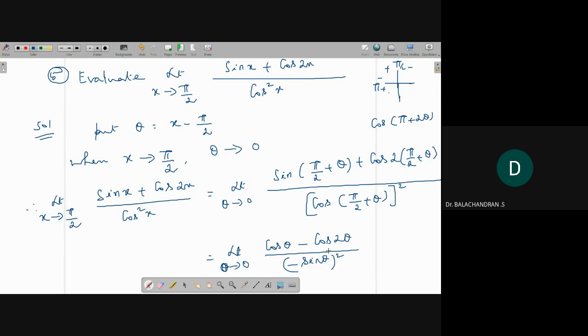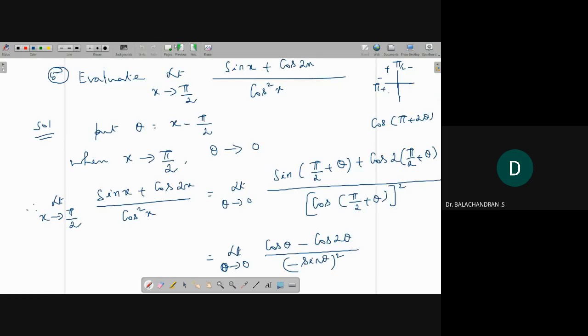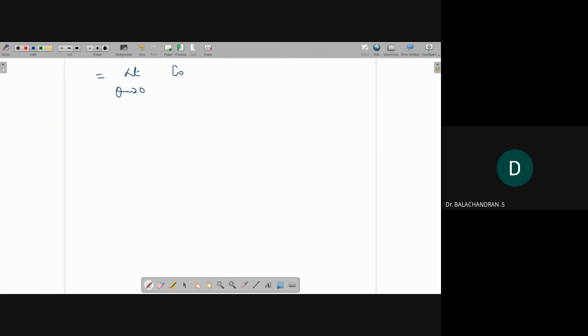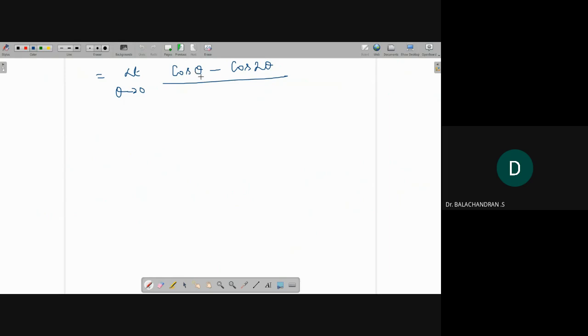Okay, so now I'll write on the next page. Limit theta goes to 0 of (cos theta minus cos 2 theta) divided by sin square theta, or sin theta whole square. So now use expansion for cos theta, cos 2 theta, and sin theta.